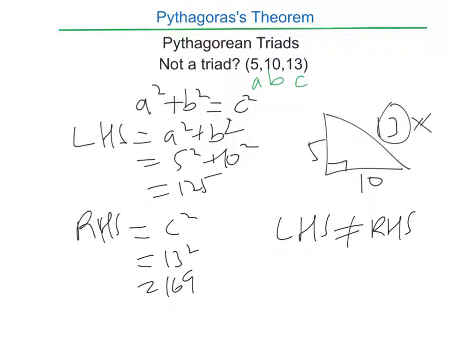In fact, for it to be true, it needs to be the square root of 125. It would need to be 11.2. And because 11.2 is not a whole number, it's not a Pythagorean triad. Pythagorean triads must have three whole numbers. 5, 10 and 11.2 is not a Pythagorean triad, and neither is 5, 10 and 13. You can't make a Pythagorean triad starting with 5 and 10 because the third side won't be a whole number.